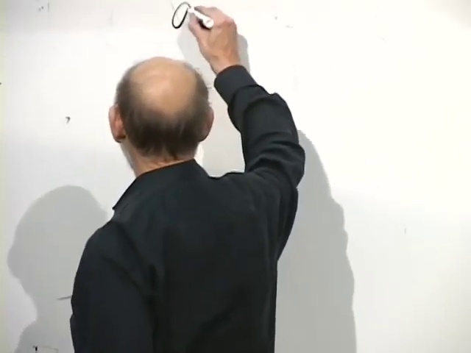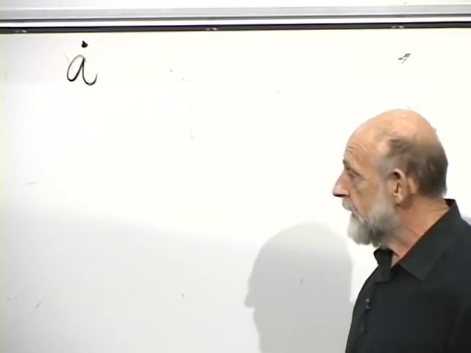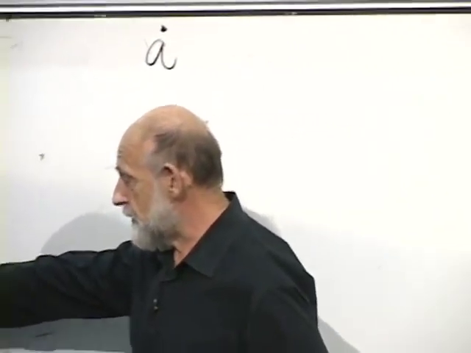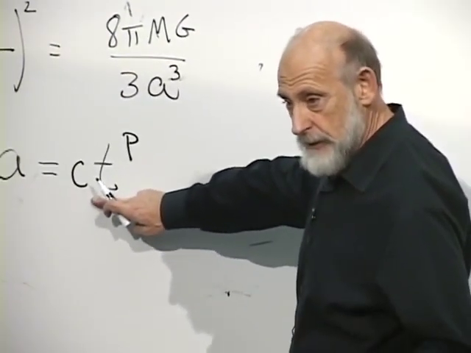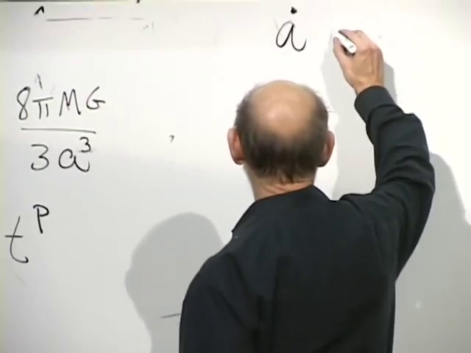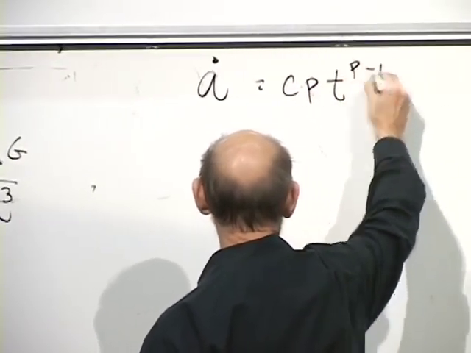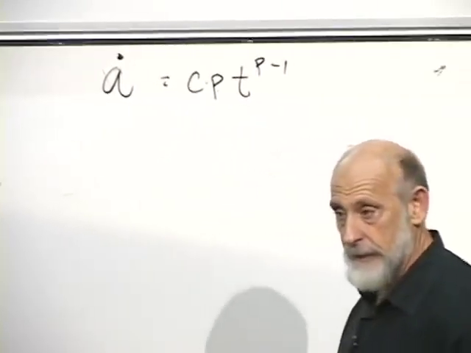So let's try it. First of all, what is A dot? The time derivative of A. All we have to do is differentiate this. The C, by assumption, now is a constant. It may work out that you can't solve the equation this way. Then you'd have to start modifying. But let's check. A dot is equal to C, P, T to the P minus 1, right? Everybody agree with that? Okay.